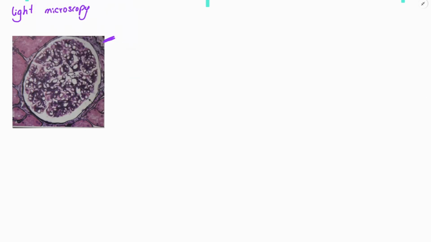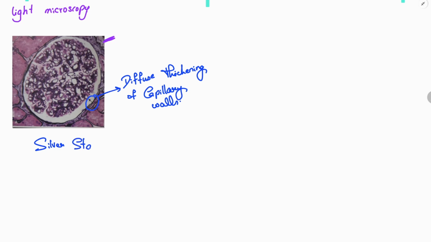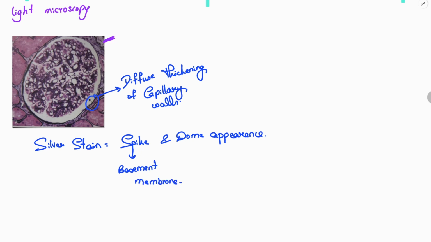Here you can observe thickening of the basement membrane. So basement membrane, so this is the arrow. There will be thickening of the basement membrane or diffuse thickening of the capillary walls. And in the silver stain, you can observe spike and dome appearance. These spikes are nothing but the basement membrane, and dome is nothing but the immune complexes.